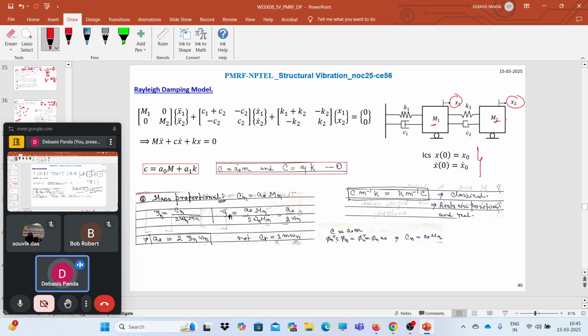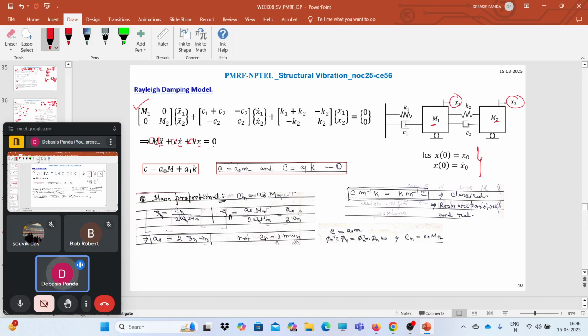So we can easily formulate the equation of motion and write down the coupled equation: m1, m2, x1, x2 double dot, plus c1 plus c2, minus c2, minus c2, and all these things we have already solved. That means this is my coupled equation: M matrix into the X double dot vector, plus C matrix into the X dot vector, plus K matrix into X, is equal to 0.